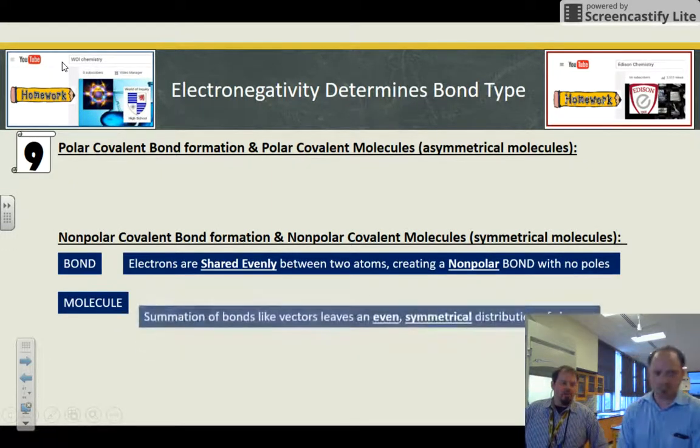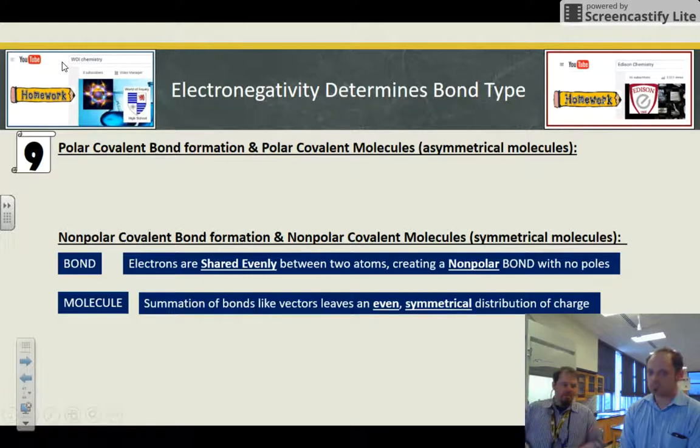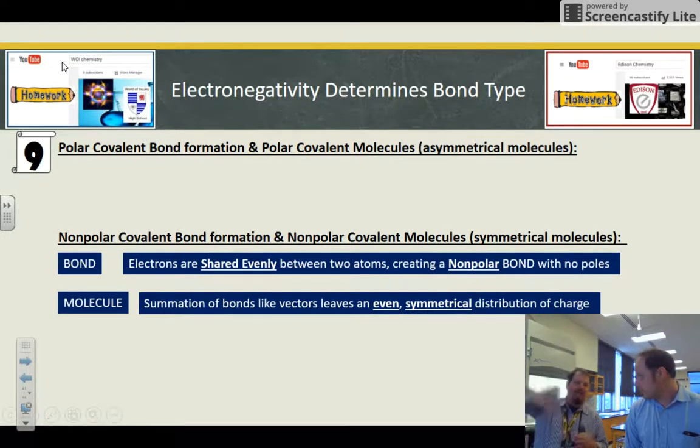Now, with a molecule, though, this is the summation of all the bonds like vectors, but now it's symmetrical. So if there's a pull in the down direction and a pull in the up direction, they cancel each other out, and same side to side. And if they cancel each other out all the way around, it's the same on all sides. There is no positive side or negative side. The trick is that the bonds within could still be polar. But if the polar down cancels out with the polar up, then the overall molecule is nonpolar, neutral. There you go.